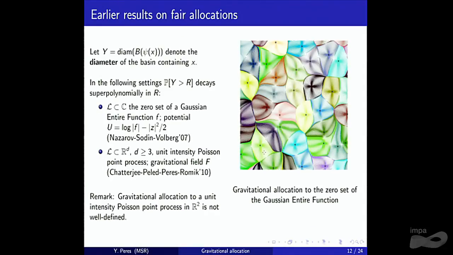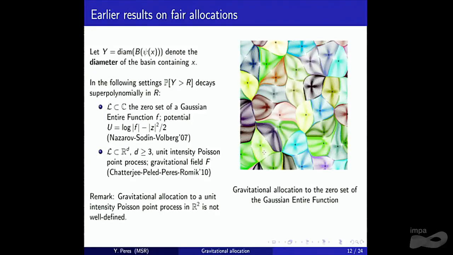So, a bit of history. The first paper of this nature was a beautiful work by Fedya Nazarov, Misha Sodin, and Volberg in 2007, where they didn't think of gravity. They wanted to really understand the distribution of zeros of a random analytic function. So it turns out there's a unique Gaussian analytic function which has translation invariant zeros.